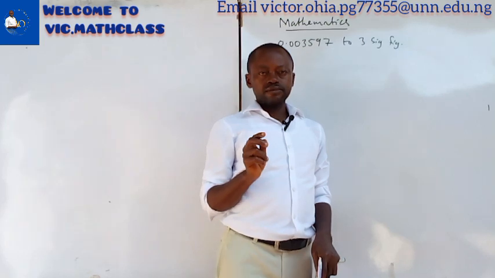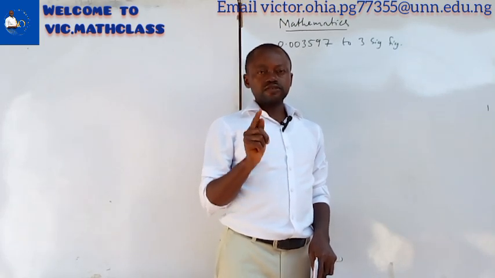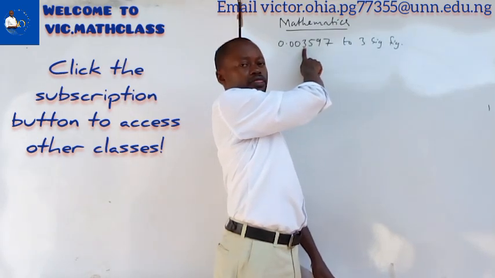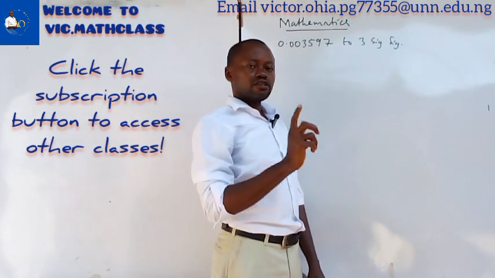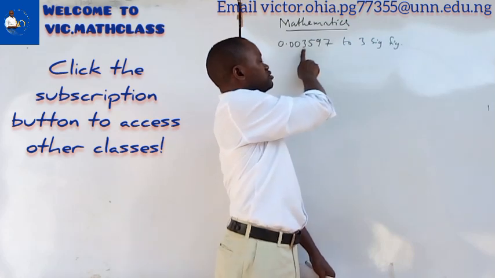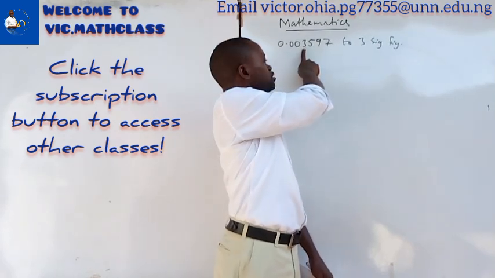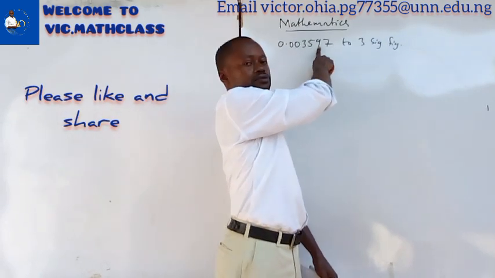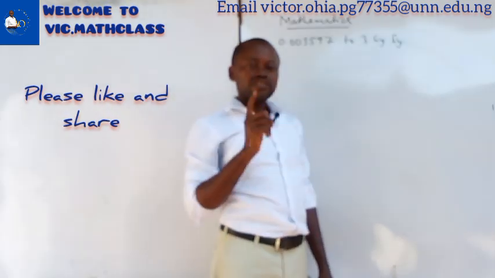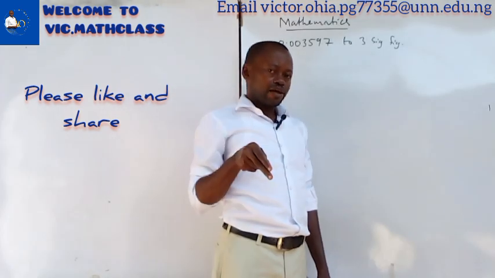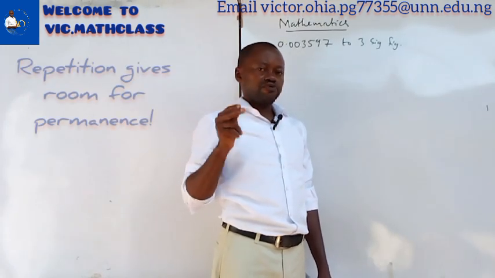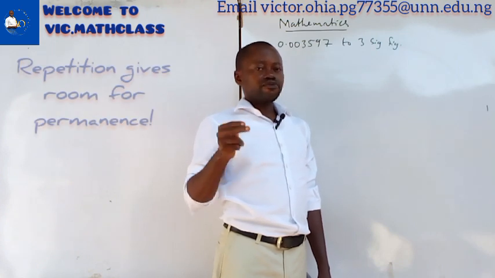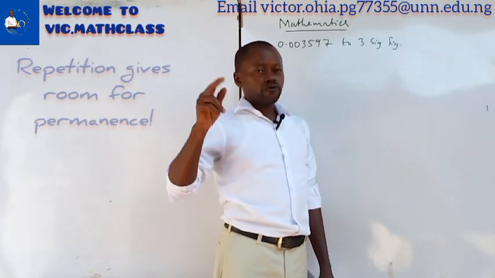We count from the first non-zero digit. The first non-zero digit here is 3. We start counting from there, and we count 1, 2, 3. What next? We now check if the digit after that count is 5 and above. If it is 5 and above, we call it 1. But if it is not 5 and above, we round it off.